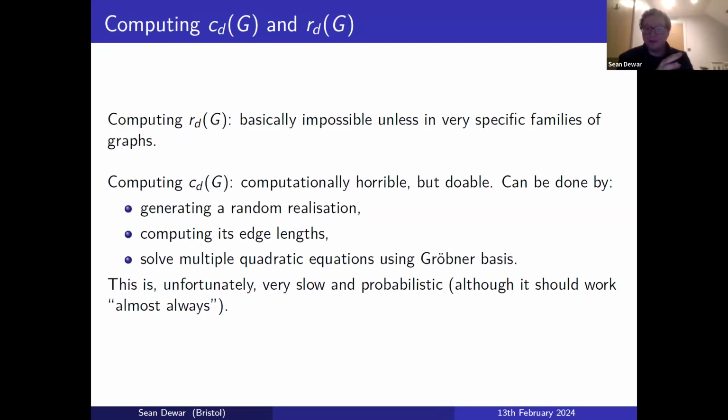We get a little bit more leeway with the complex realization number. And this is kind of true in algebraic geometry in general. Real solutions are difficult. Complex solutions are easier, not necessarily easy, but usually easier. So here it's computationally horrible, but it is doable. And one method that is a kind of speed up is you generate a random realization, you compute its edge lengths, and then you just solve multiple quadratic equations using Gröbner bases to figure out how many solutions it has. This is unfortunately very slow, and it is actually probabilistic because I generate what I claim is a generic realization, but what I'm really doing is picking a rational realization and just hoping that it's regular enough that it doesn't cause any problems.